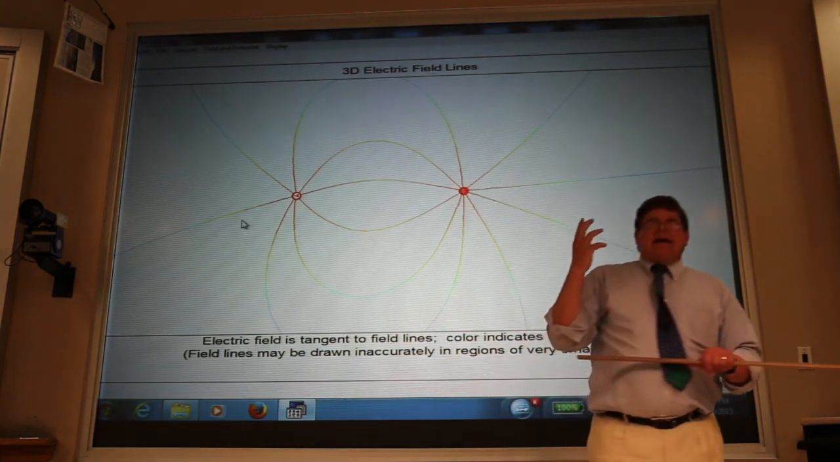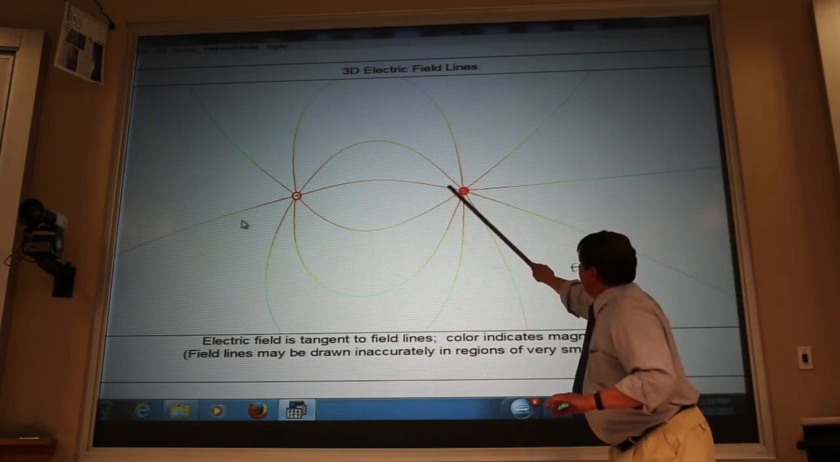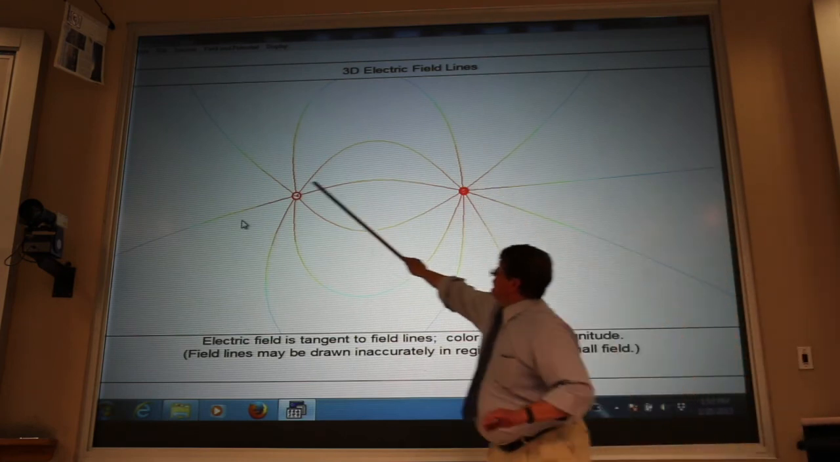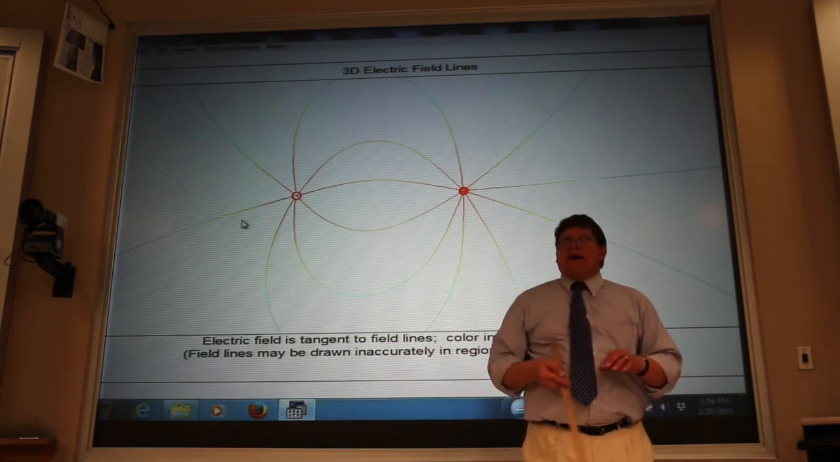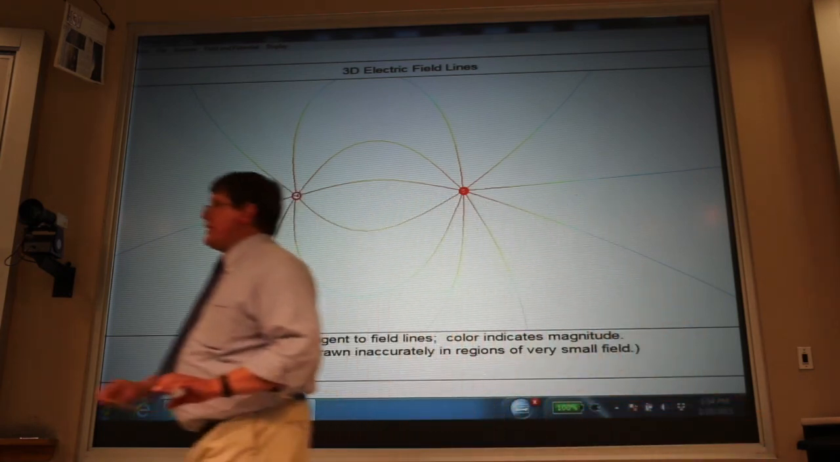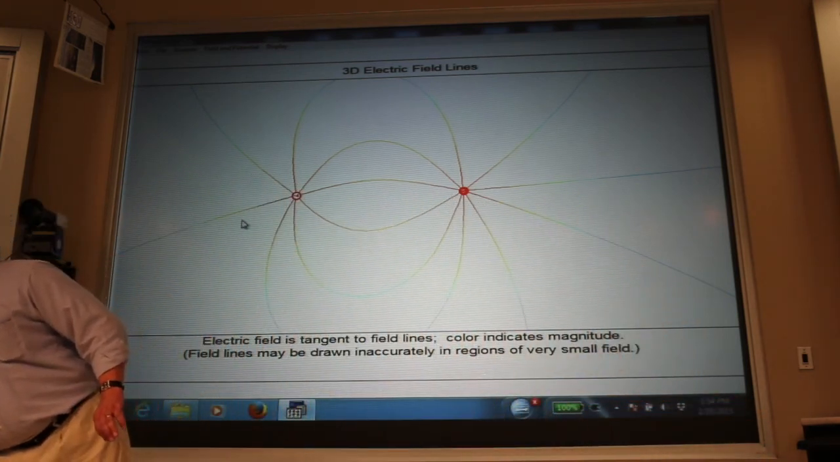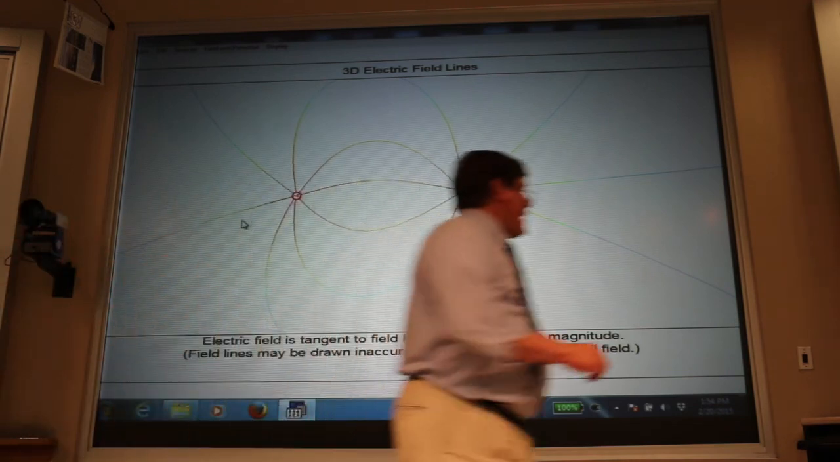Now, if I make these symmetric around the sources, if I do a good job of that, then my field lines tell me not only the direction of the electric field, but the relative magnitude.